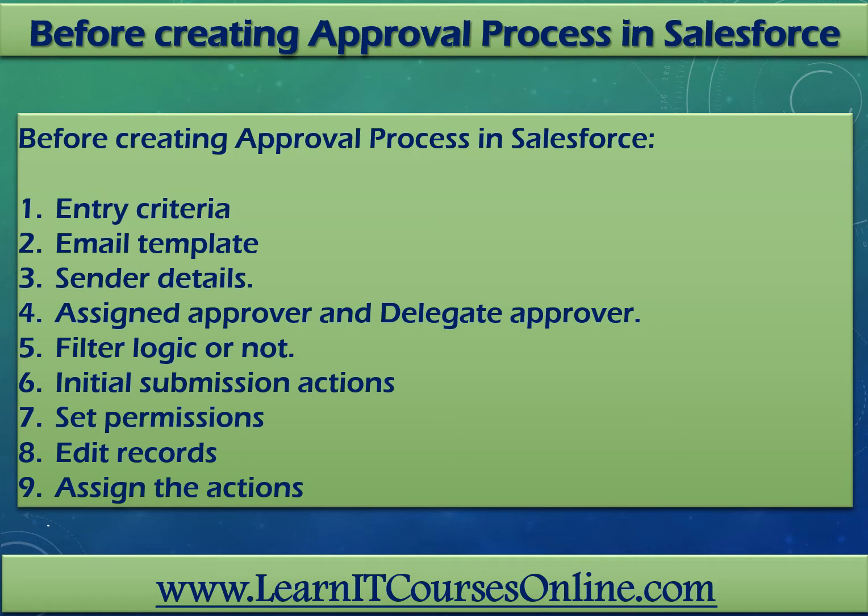Number six, we must create initial submission actions like email alerts, field updates, tasks, outbound messages, updating a custom approval process field to In Progress, for instance. Number seven, we can set up permissions so that users can request approval from a wireless device. Number eight, we can also determine whether the user can edit records that are awaiting approval. And then number nine, we have to assign the actions when an approval request is approved or rejected.